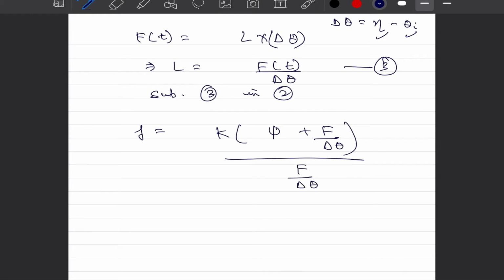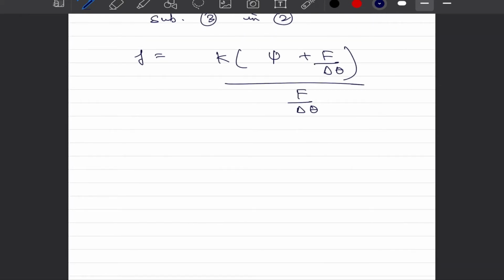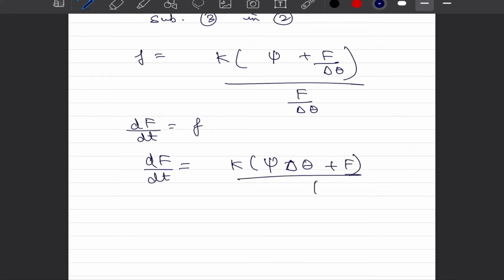I'm just dropping the subscript, this bracket term t, for the sake of simplification, but whenever we write F, that means how much infiltration has happened in time t. We also know that the differentiation of the total amount of infiltration that has happened is equal to the rate of infiltration. So dF upon dt is equal to small f. So we can write this expression as dF upon dt equal to K times (phi delta theta plus F) divided by F.